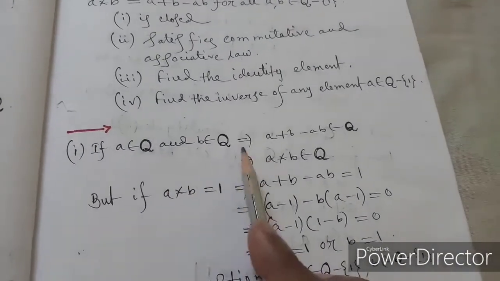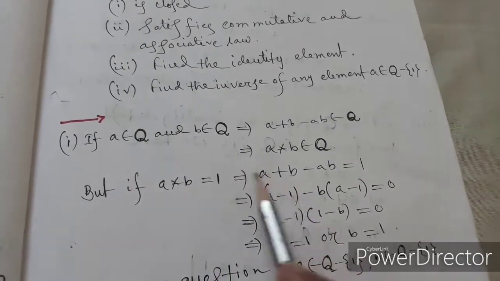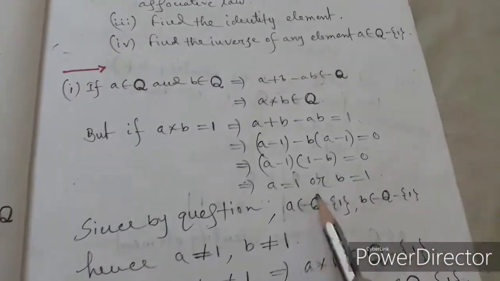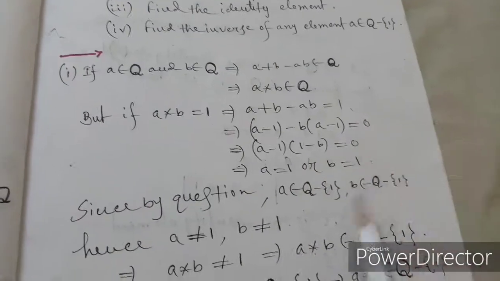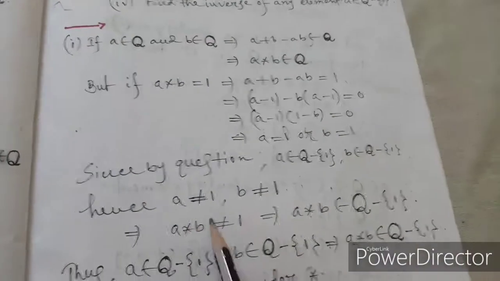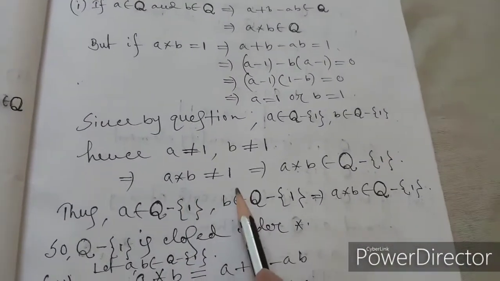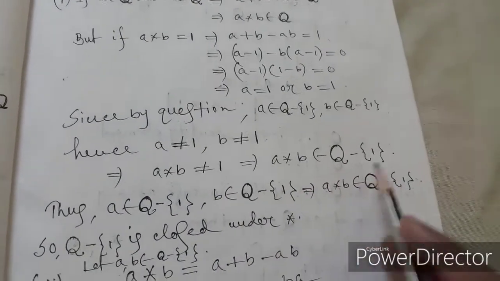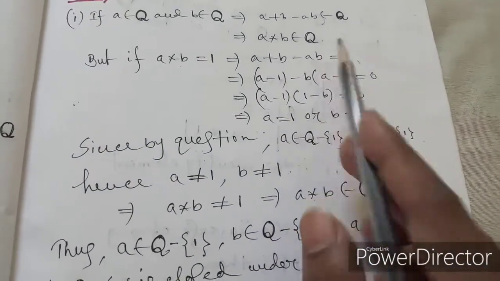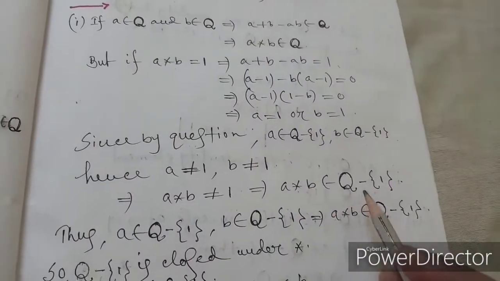Q minus 1, that means real rational numbers. Now, if A star B equals 1, then what happens? A star B means A plus B minus AB equals 1. So after simplification, we get A equals 1 or B equals 1. Since by the question A belongs to Q minus 1 and B belongs to Q minus 1, A should not equal 1 and B should not equal 1. That's why A star B is not equal to 1. So you have to see that A star B belongs to Q, but A star B is not equal to 1. So A star B belongs to Q minus 1.